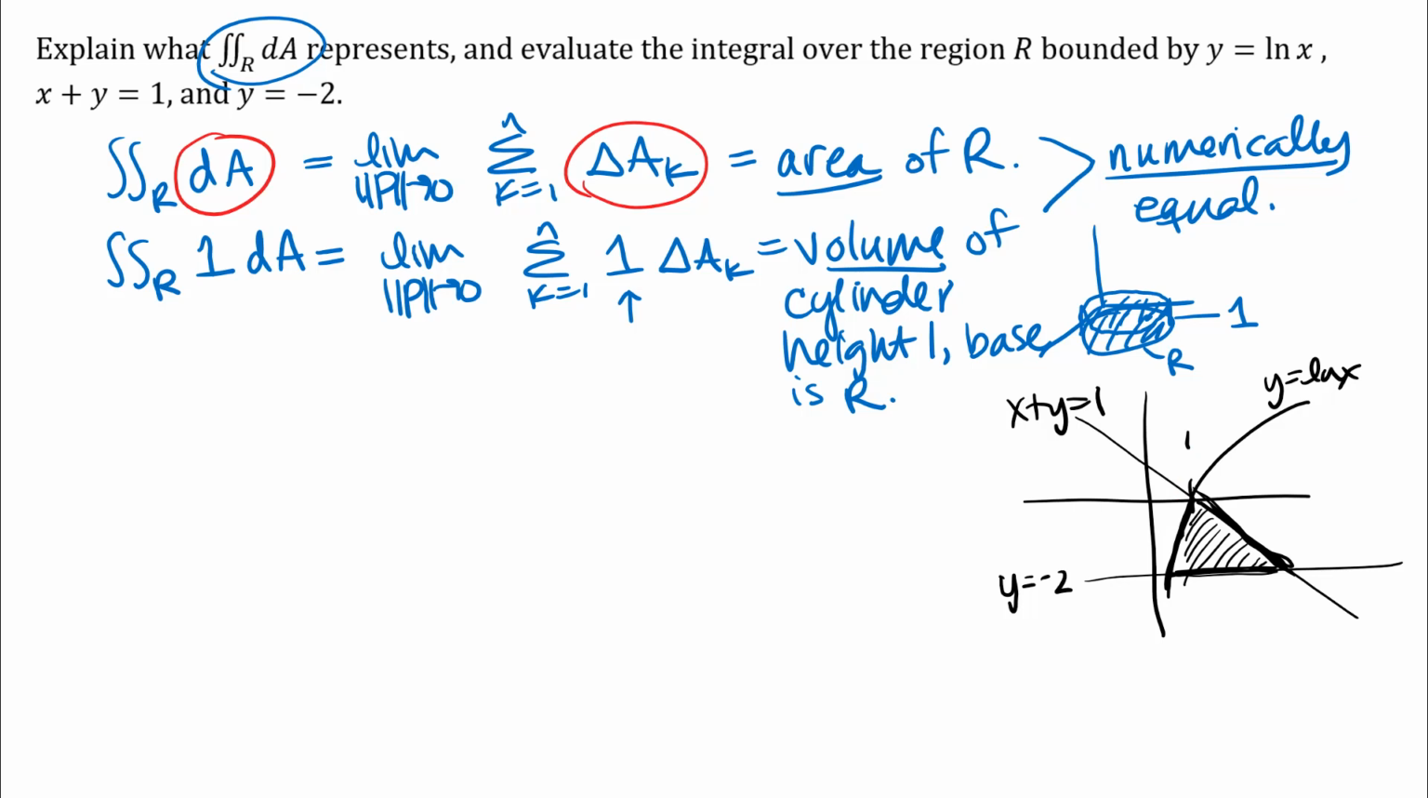Okay, so once we've decided what our region is, now we just need to set up the integral. So I need to think about whether this region is x simple or y simple or neither or both. When I go through the region in the direction of increasing x, I'm always entering through the logarithm curve and leaving through the line, x plus y equals 1. When I go through the region in the direction of increasing y, I'm always entering through y equals -2, but sometimes I leave through the logarithm curve and sometimes I leave through x plus y equals 1. So this region is x simple, but not y simple.